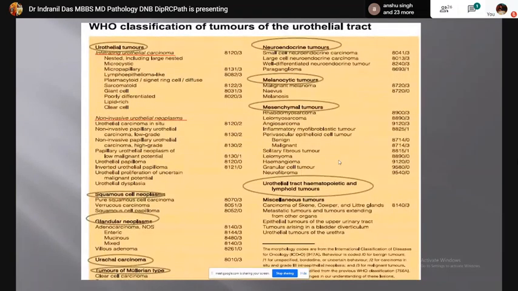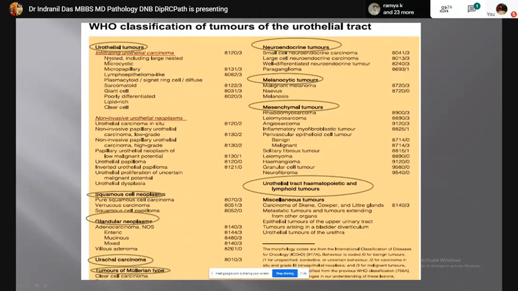this is the WHO classification of tumors of the urothelial tract. Broadly, the tumors are classified into urothelial tumors, squamous cell neoplasms, glandular neoplasms, urachal carcinoma, tumors of Mullerian type, neuroendocrine tumors, melanocytic tumors, and mesenchymal tumors. And last but not the least, the hematopoietic and lymphoid tumors.